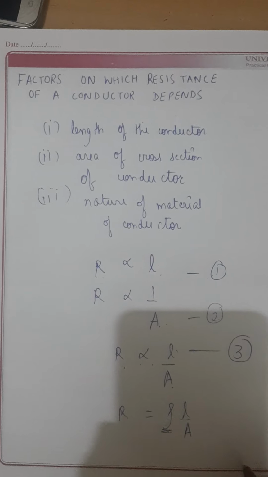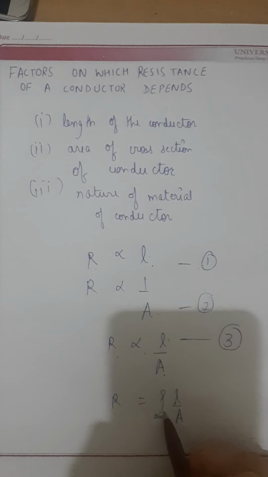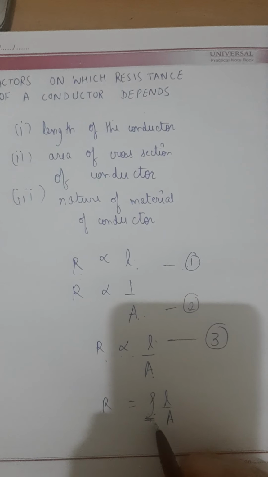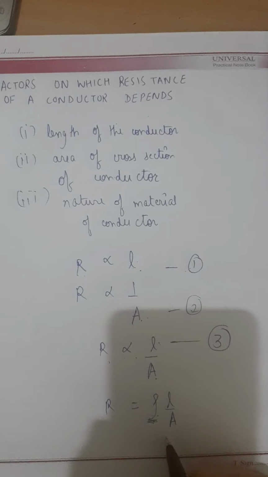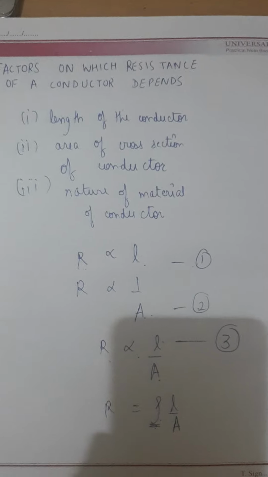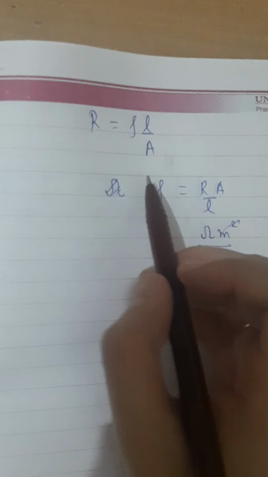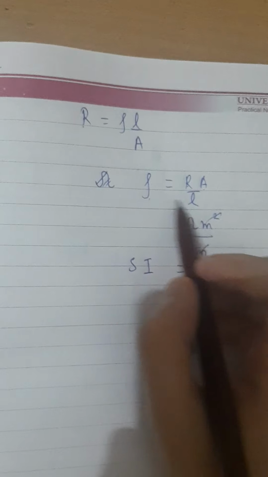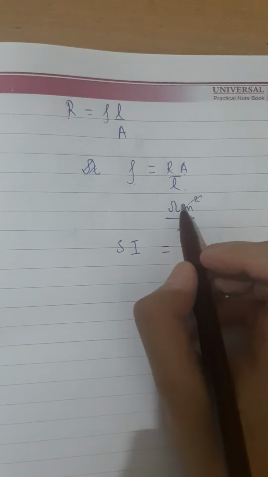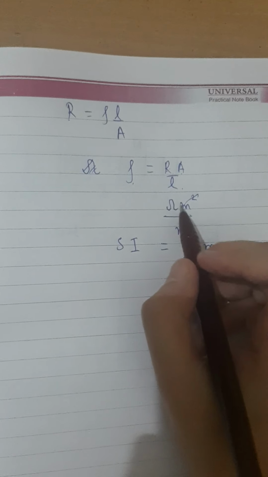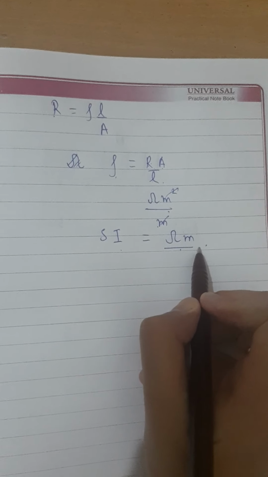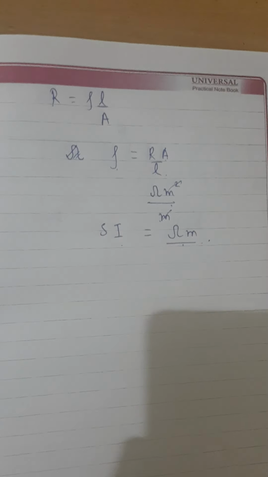Now I will introduce a constant of proportionality, and that is rho, which is termed as resistivity. It is called the electrical resistivity of the material of a conductor. Now calculating the SI unit of resistivity. Again you can find the value for resistivity as RA upon L. Now the SI unit of resistance is ohms. For area it is meter square, and for length it is meter. So you will end up with ohm into meter for the SI unit of resistivity.